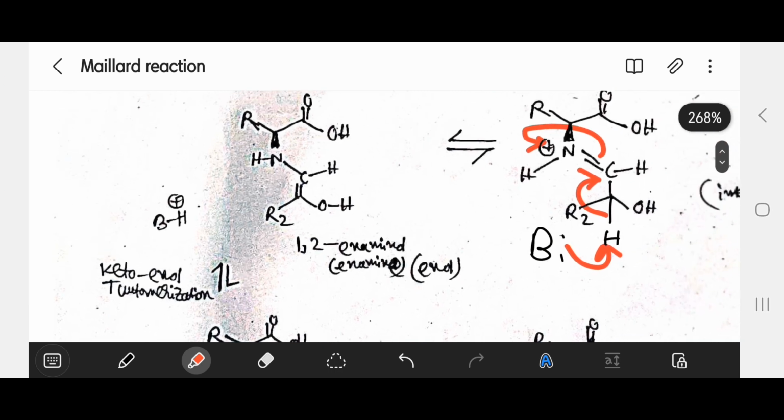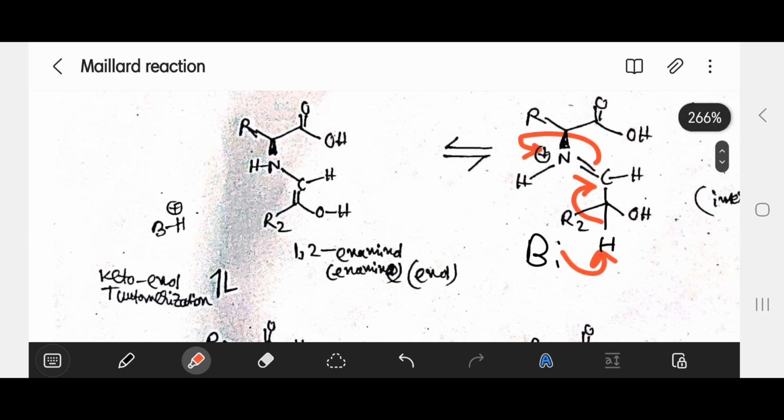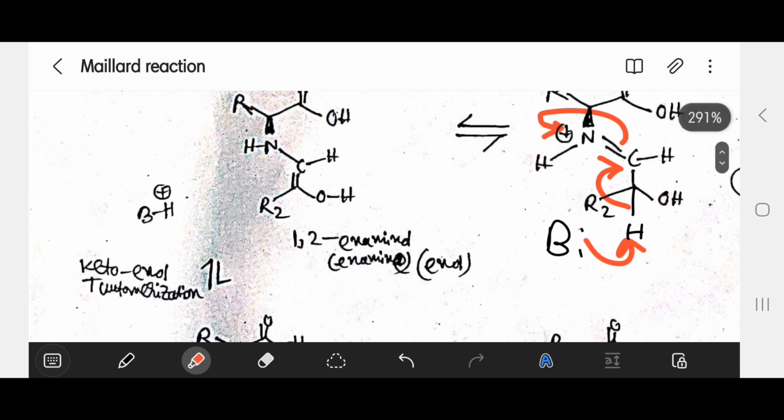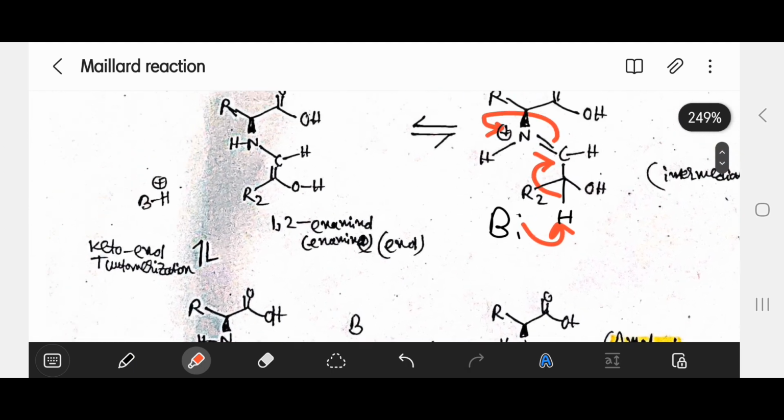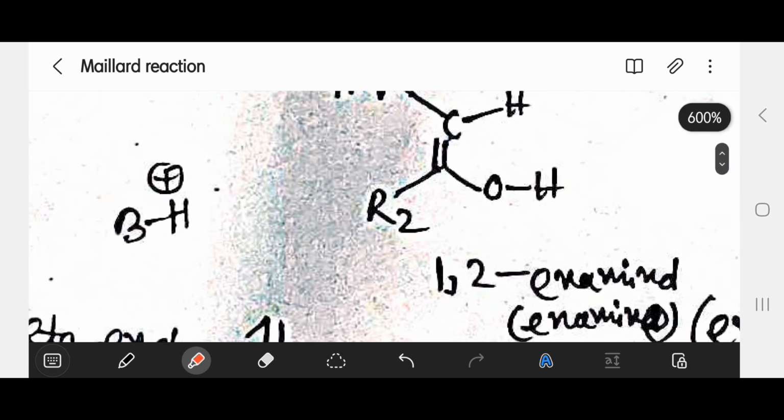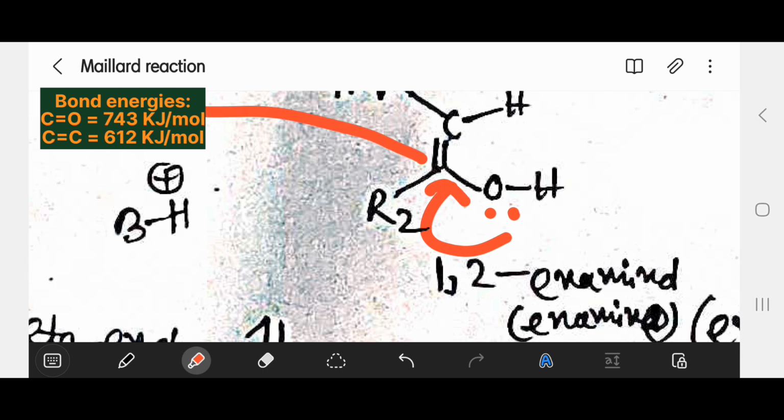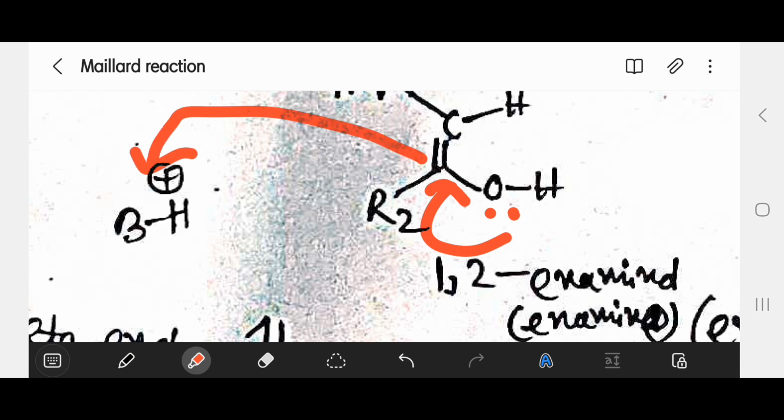So then it will further undergo keto-enol tautomerization. We know the keto compounds are usually much more stable than the enol counterparts. How? This oxygen will push this electron here, because a carbon-oxygen double bond is much more stable than a carbon-carbon double bond, and this carbon over here will take this hydrogen from the BH plus.